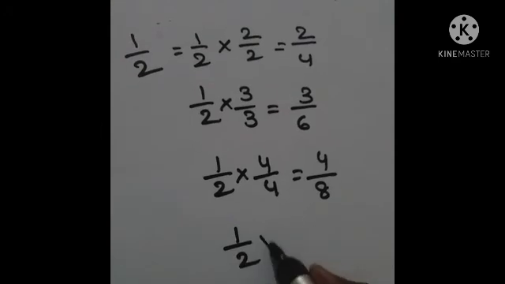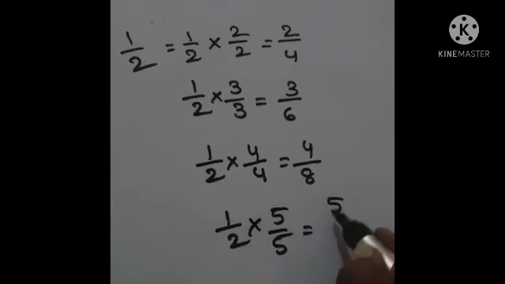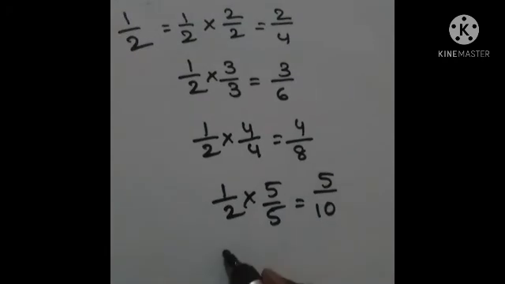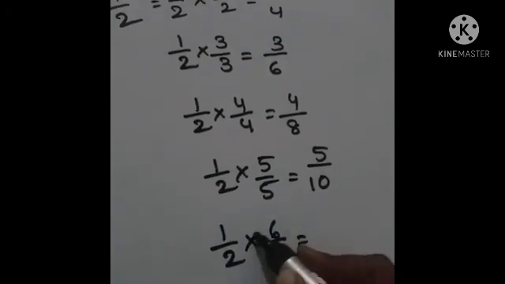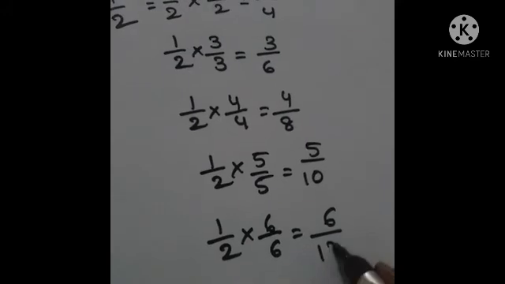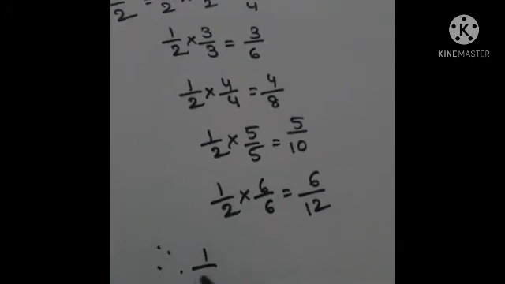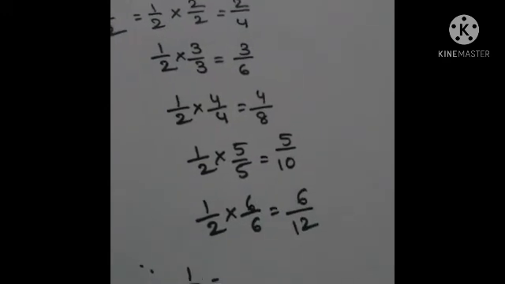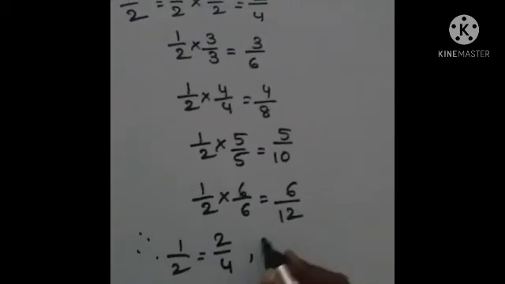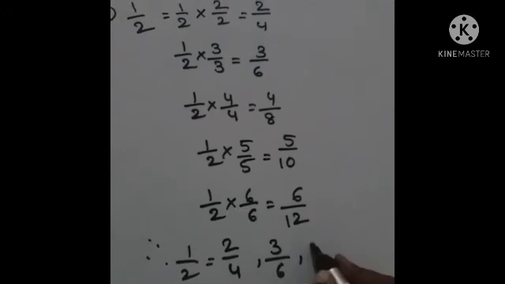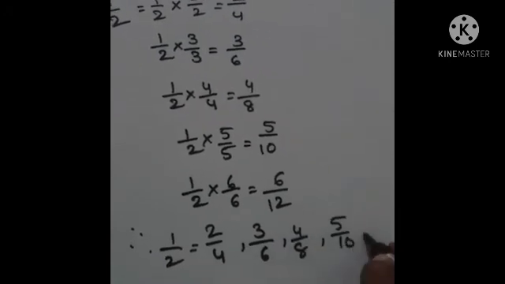1 by 2 into 5 by 5: 1 5 is 5, 2 5s are 10. 1 by 2 into 6 by 6: 1 6 is 6, 2 6s are 12. So, therefore, the equivalent fractions of 1 by 2 are: first one 2 by 4, second one 3 by 6, third one 4 by 8, 5 by 10, 6 by 12.